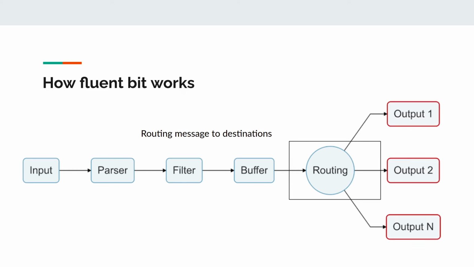So if you have configured, let's say, error messages to go to Elasticsearch or all the information logs to go to your S3 bucket, those things are taken care of by routing with the help of tags that we associate with those messages.